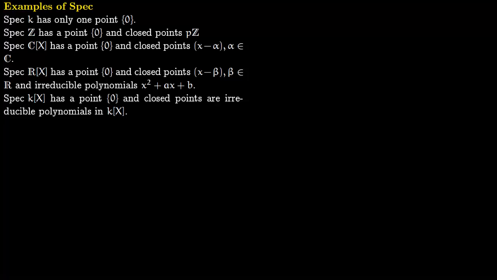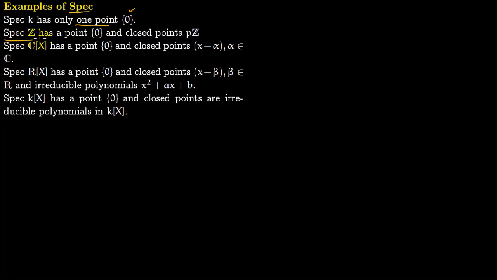So in this lecture we talk about examples of Spec. We have already talked about Spec before. Spec is nothing but the prime ideals of a ring. So the first example is Spec of K, where K is any field. This will have only one point, which is 0.